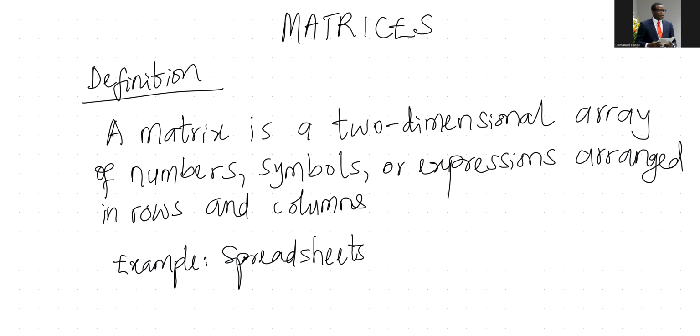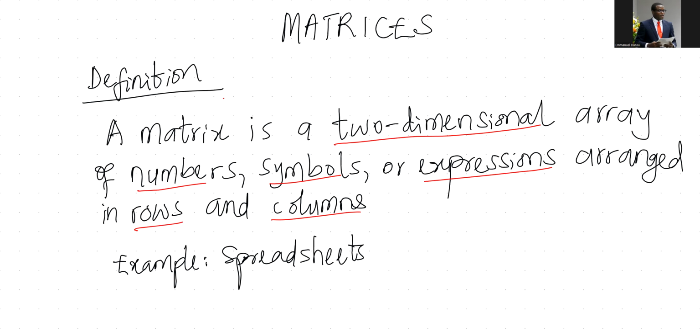So let's go on. What is a matrix? That's the first thing. A matrix is simply a two-dimensional array of numbers. So it can be numbers, it can be symbols, and it can be expressions. And they are arranged in rows and columns.